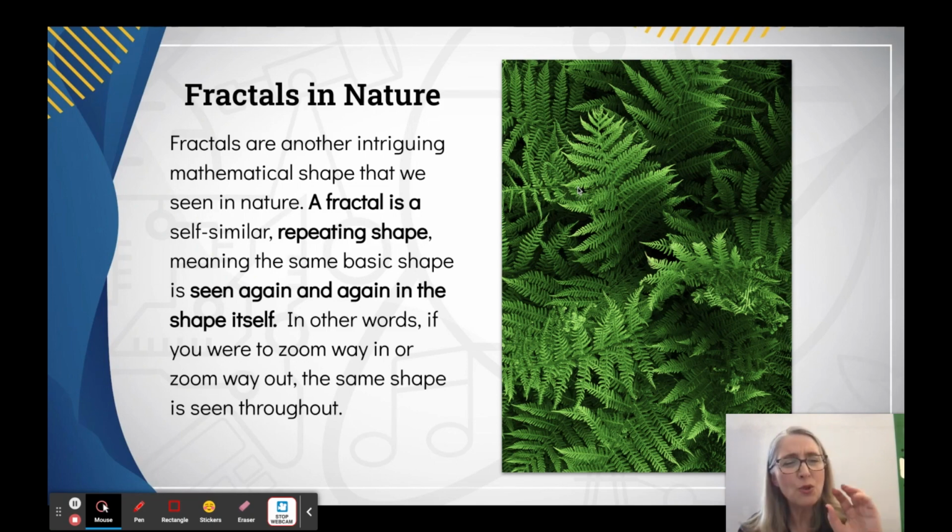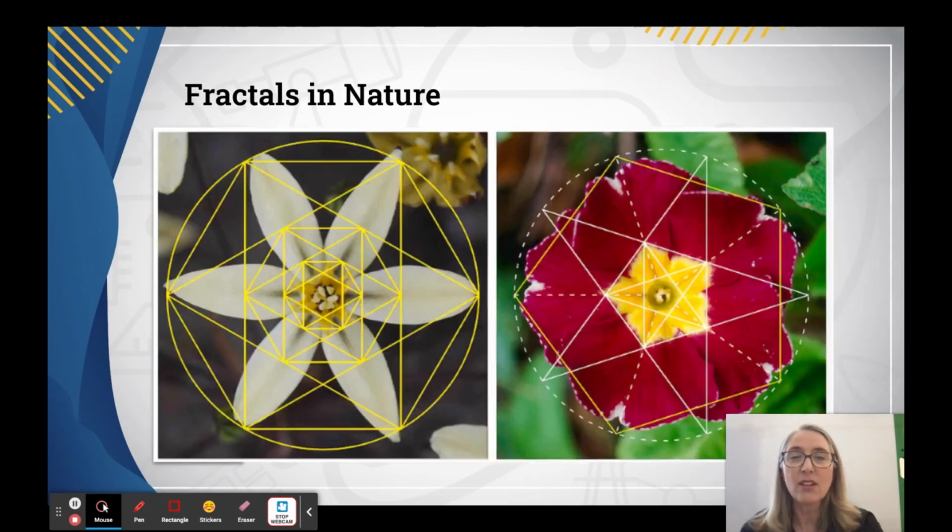And so as you zoom in or zoom out, you get this same shape over and over again. It's just a repeating pattern that's found in nature, such as in these leaves, or patterns that can be found in these flowers, with this hexagon that repeats over and over again, or this star that repeats from the center of the flower and then works its way on out.